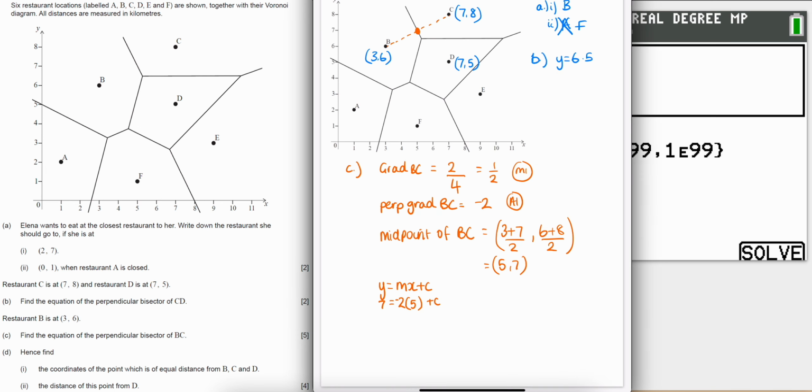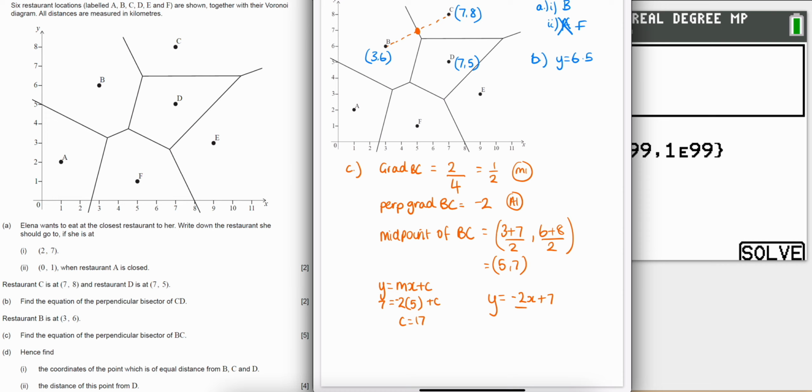So if I go back to my question, I now know that c is equal to 17, and so the equation of the perpendicular bisector is y equals -2x plus 17. So that's the answer for part C. Now that was worth 5 marks.